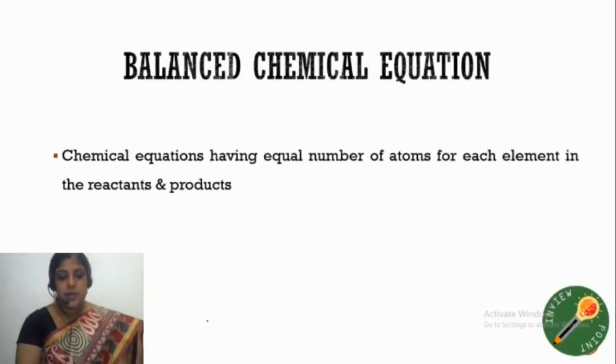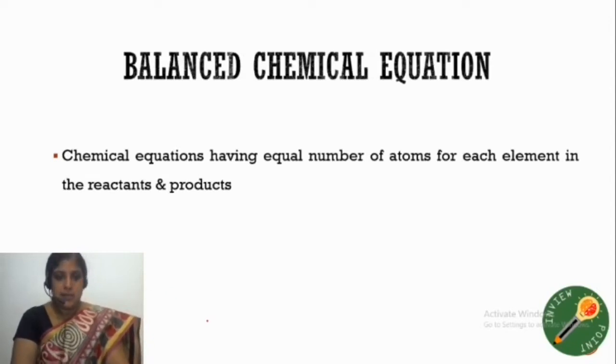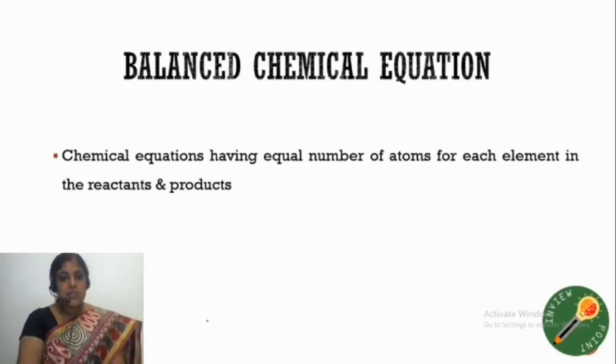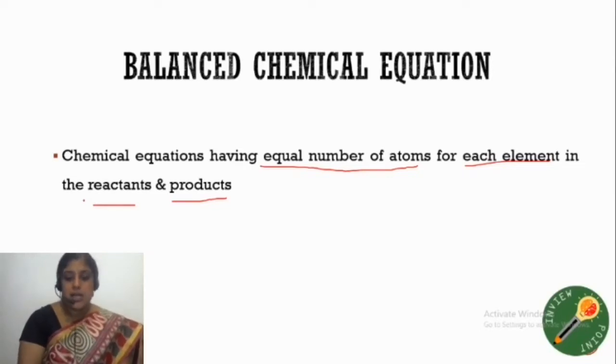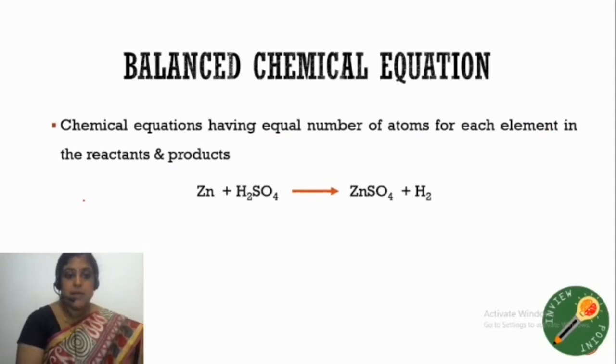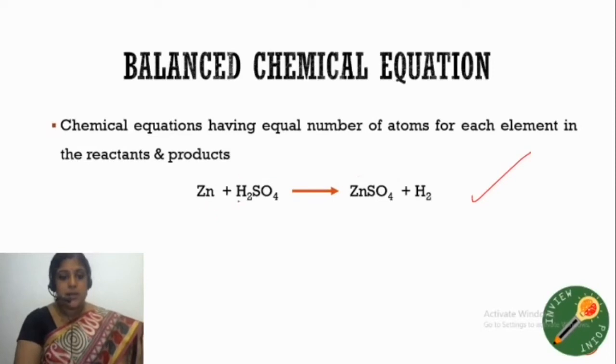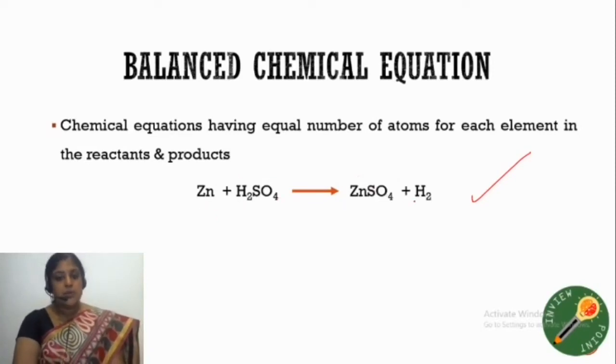Okay. So let's study what a balanced chemical equation is. Balanced chemical equations are those chemical equations having an equal number of atoms of each element in the reactants and products. Okay, let's discuss it through an example. See here, you have studied this reaction, right? We saw it before. Zn plus H2SO4 gives ZnSO4 plus H2, right?